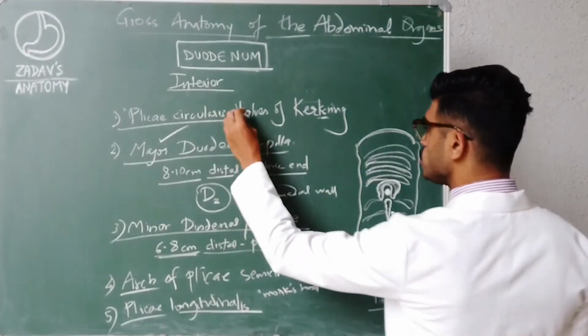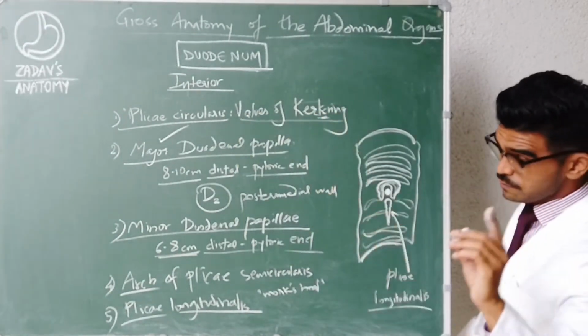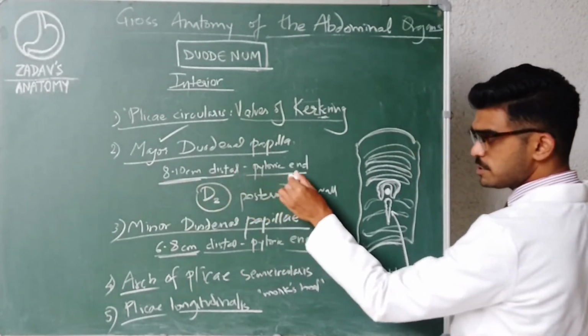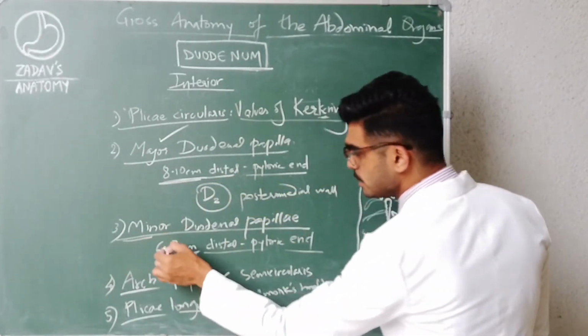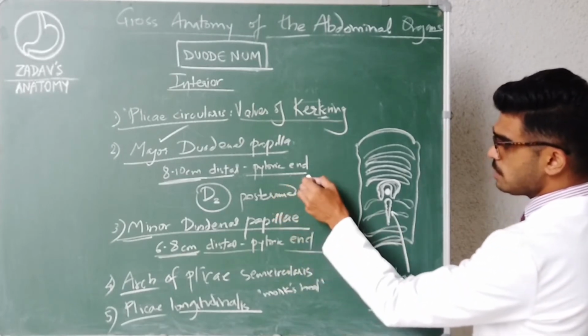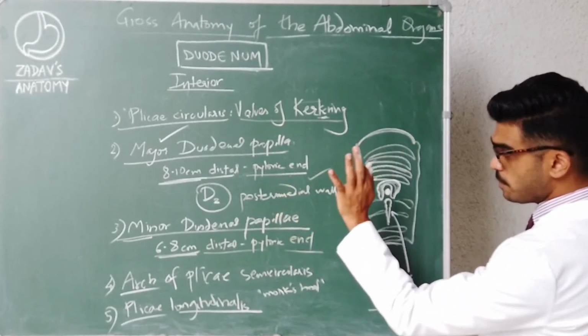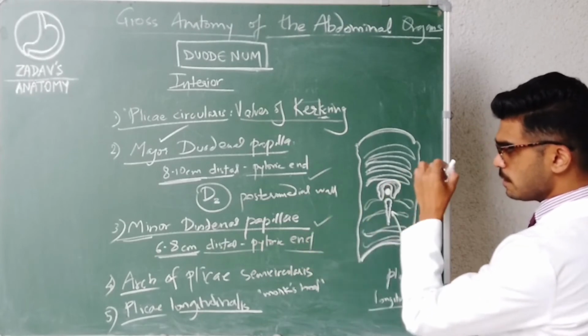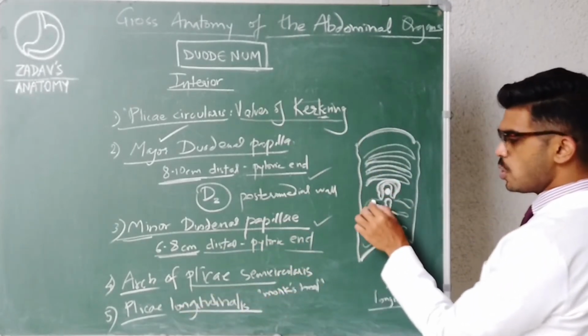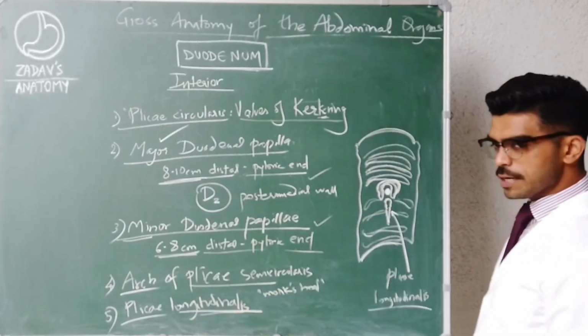Plicae circularis, also known as valves of Kerckring, absent in the first part. Major duodenal papilla, 8 to 10 centimeters distal to the pyloric end. Minor, 6 to 8 centimeters distal to the pyloric end when present. What opens here? Hepatopancreatic duct, common hepatopancreatic duct, accessory pancreatic duct, the arch, also known as the monk's hood, and the plicae longitudinalis.